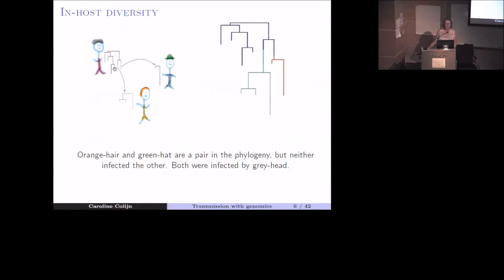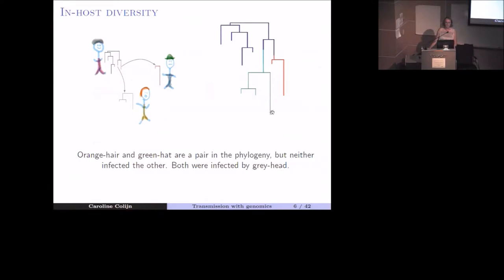And the little tree is a schematic of the pathogen phylogeny inside that person. So this person had quite a complex, diverse, fictional infection with this blue tree. And this lineage of it got transmitted to gray head, and this lineage got transmitted to green hat and orange hair. So if I draw the true phylogeny, this is the true phylogeny, right? I glued the blue tree and the tree from orange hair and the tree from green hat together.